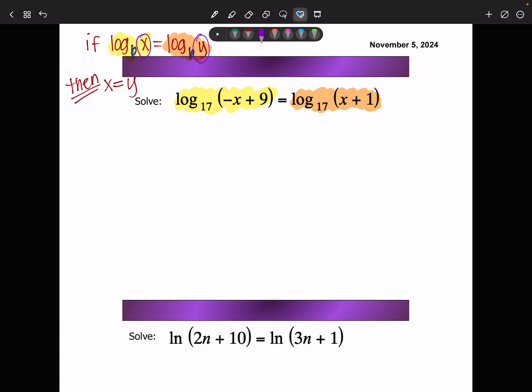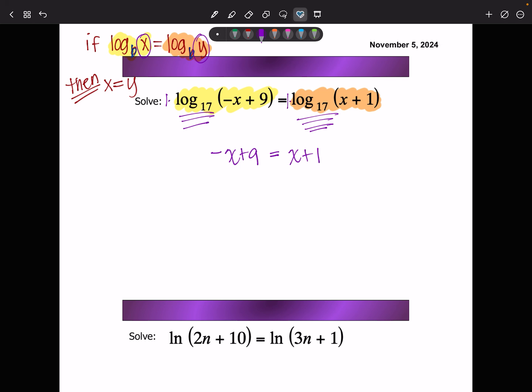So that's what we're going to do. We're going to check to make sure that they have the same base. Log base 17, log base 17. I have one logarithm on the left, one logarithm on the right. I can now set their arguments equal to each other. So negative x plus 9 is equal to x plus 1. Remember, the argument has to be greater than 0. So whatever we solve for, we're going to have to check to make sure it doesn't cause a problem in that argument. And if it does, then it's called an extraneous solution.